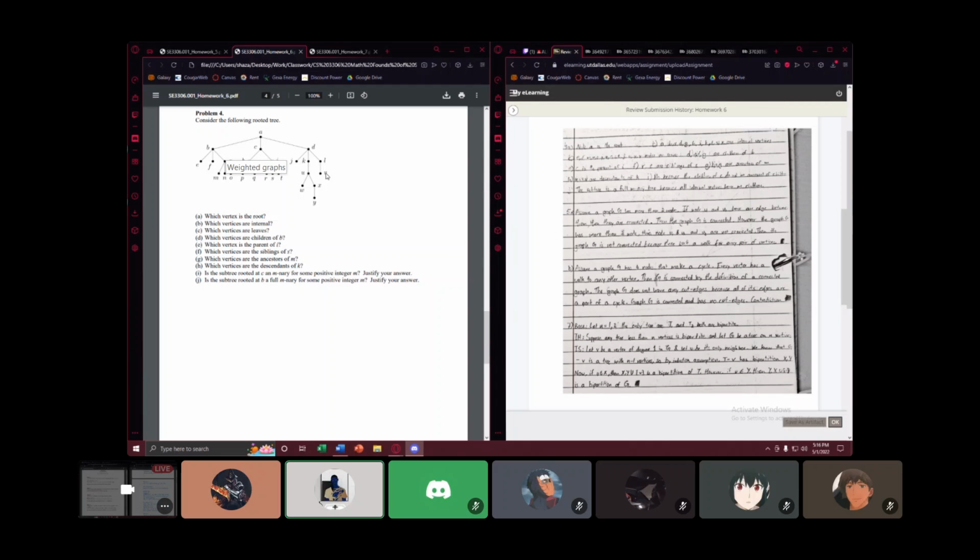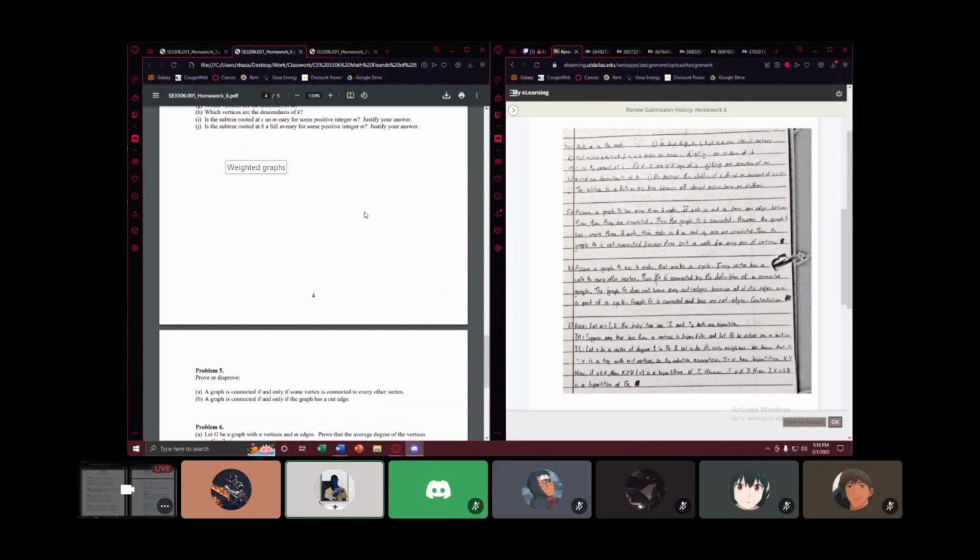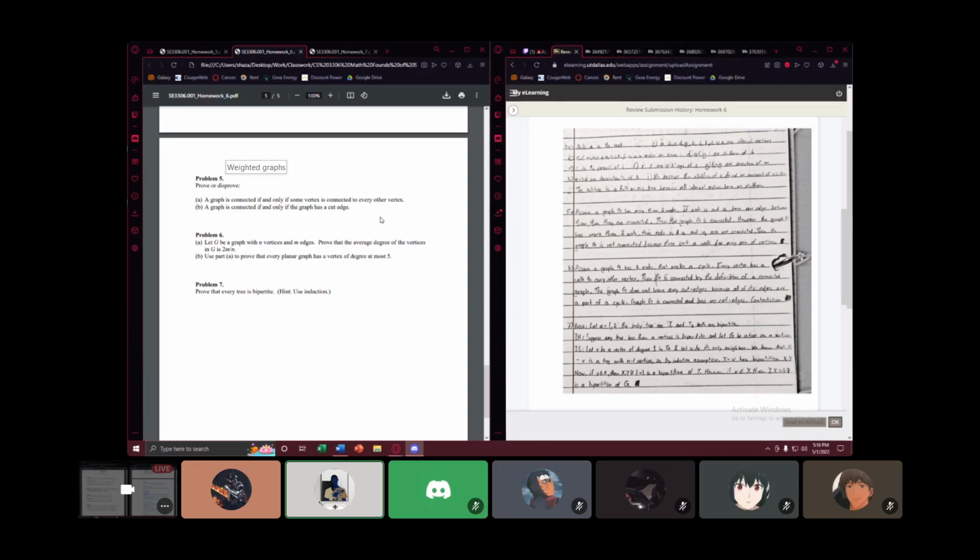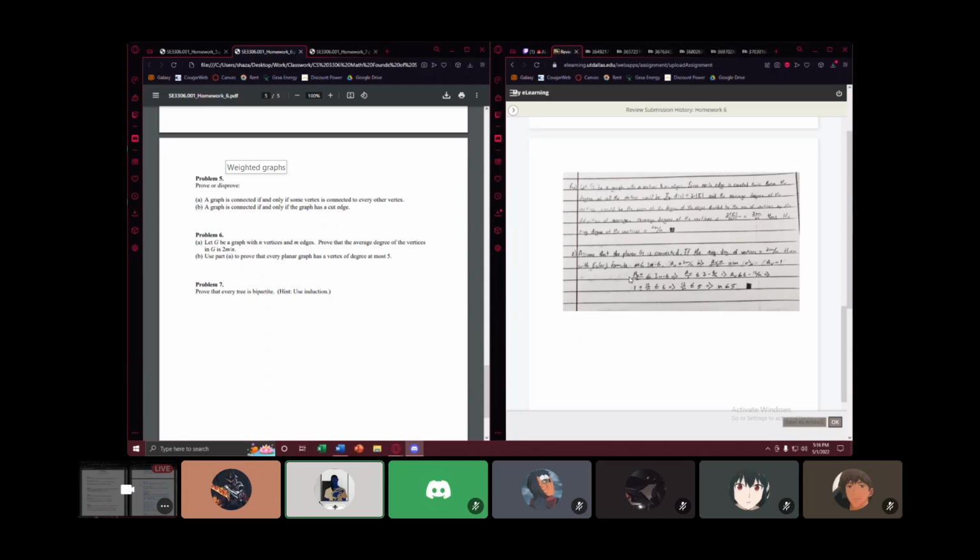That's kind of how I proved it, and I said that every tree is a bipartite. That's how I said it, because levels 2 and 4 will be in the same set, and level 1 and 3 will be in the same set.